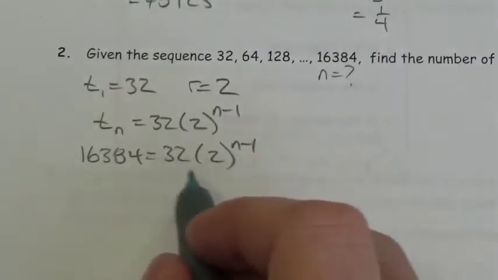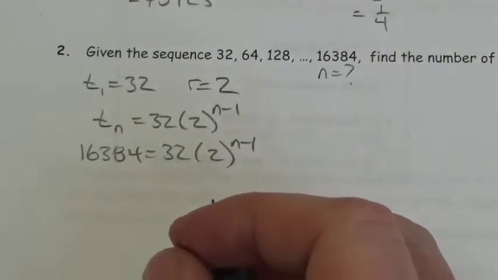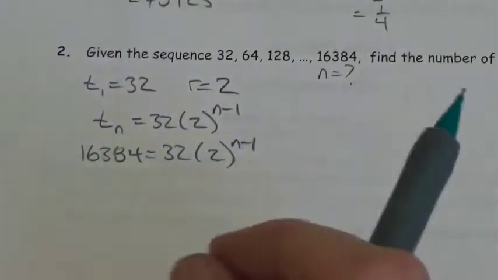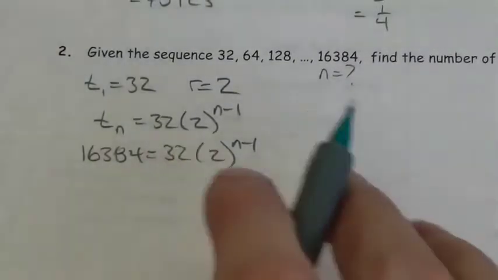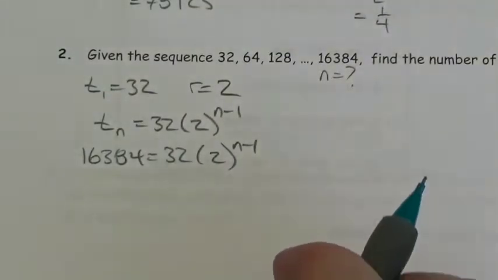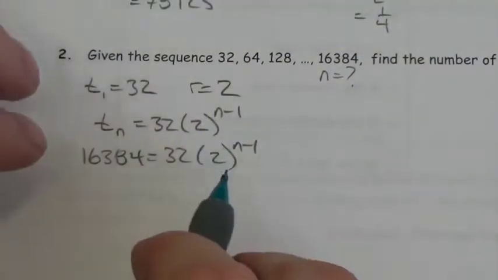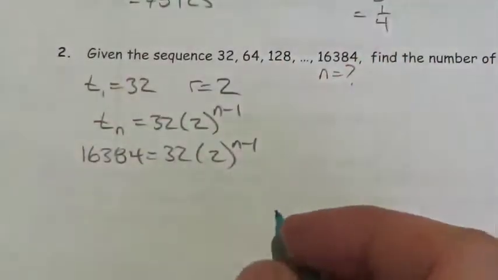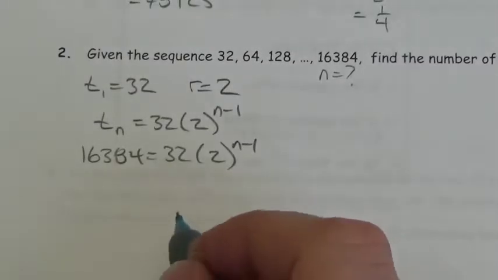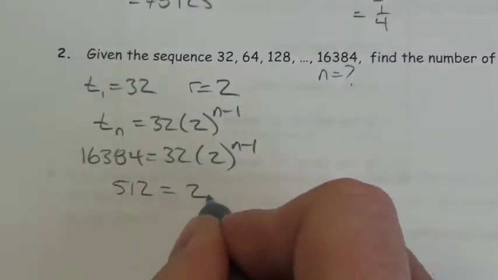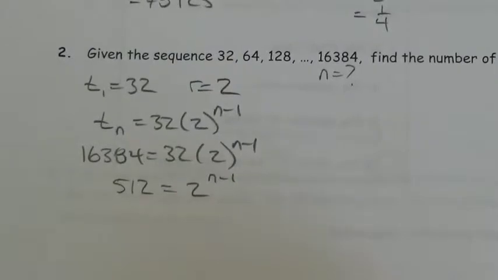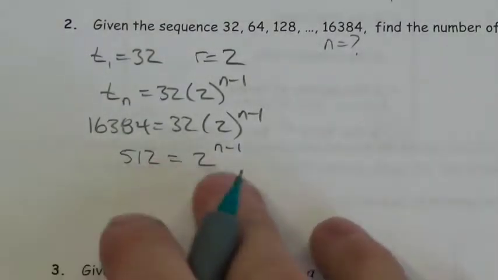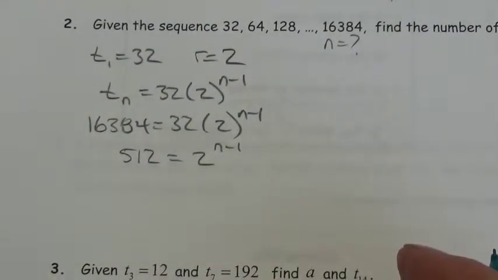Well, I'm going to solve this. Now, I'm going to be fairly limited in my ability to solve this, I'll be honest with you, until you get to the next level of math where you start looking at something called a logarithm. The questions that you're dealing with here are either going to be very straightforward or going to require a calculator and a graphical solution, where you graph the two sides of the equation and look for the point of intersection. In this particular case, I'm going to divide by 32 to simplify this down, and I will get 512 is equal to 2 to the n minus 1. If 512 is a power of 2, then I'm okay. If it's not, then I'm going to have to plug both sides of this equation into my calculator, graph those, and look for a point of intersection.